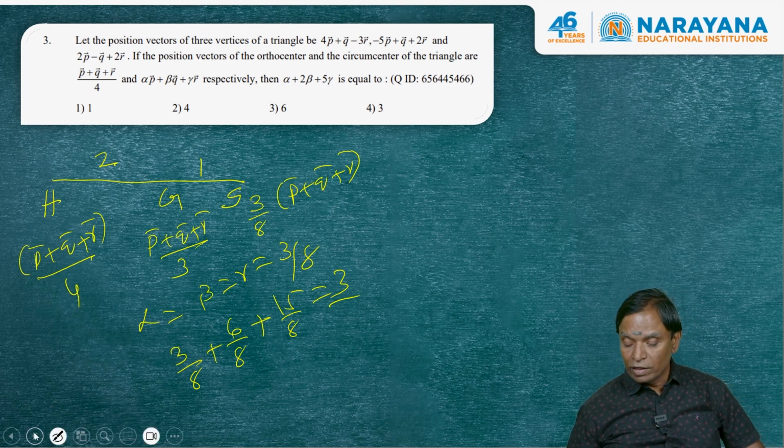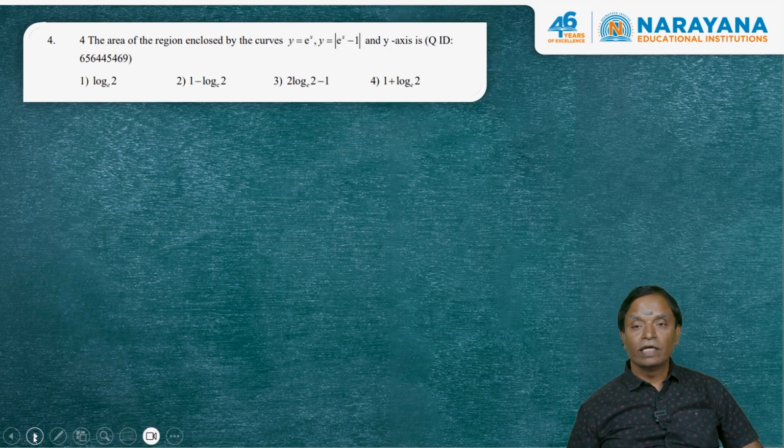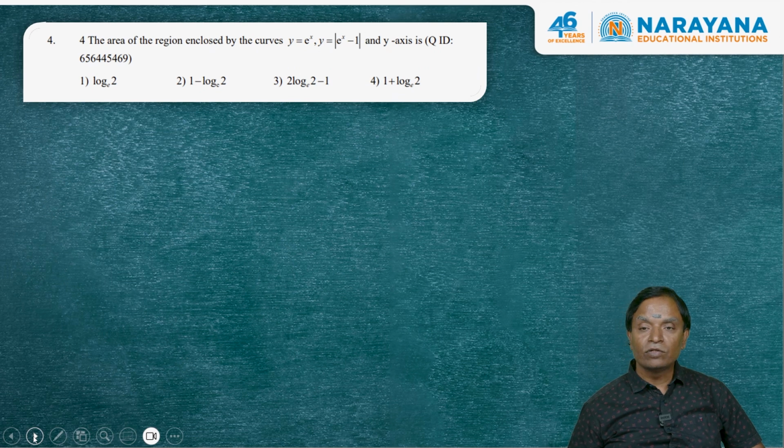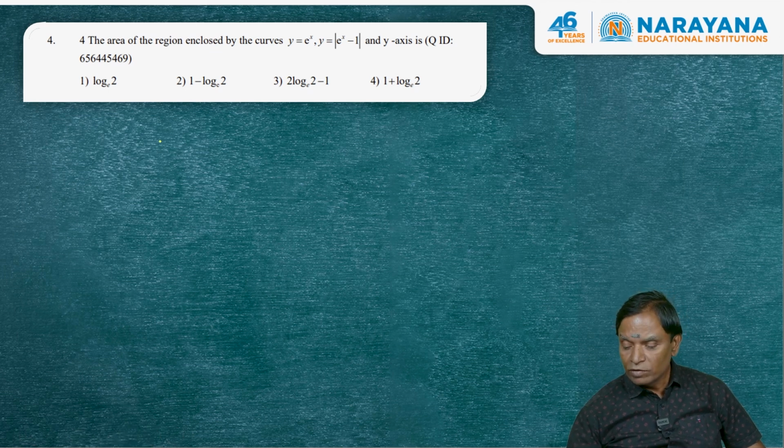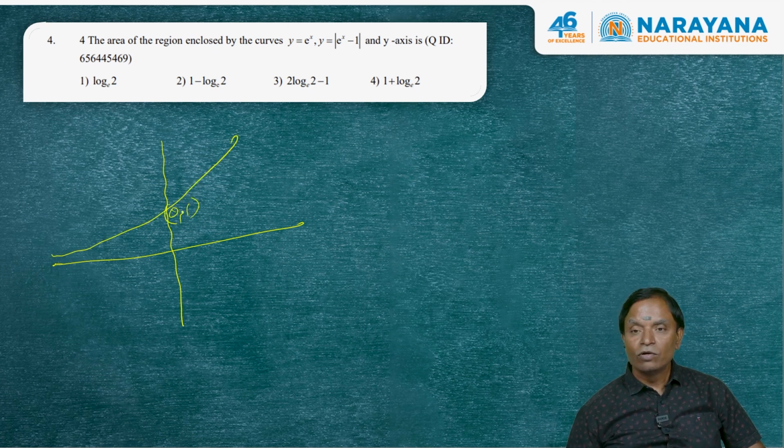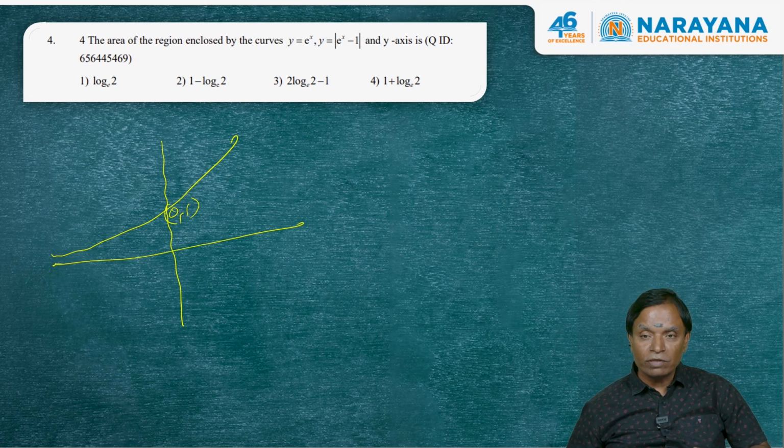Okay, we'll go to the next problem. The area of the region enclosed by the curves y is equal to e power x, y is equal to mod of e power x minus 1, and the y axis. Now you can clearly observe, you can draw the graph of y is equal to e power x. This is (0, 1). You can draw the graph of y is equal to e power x minus 1.